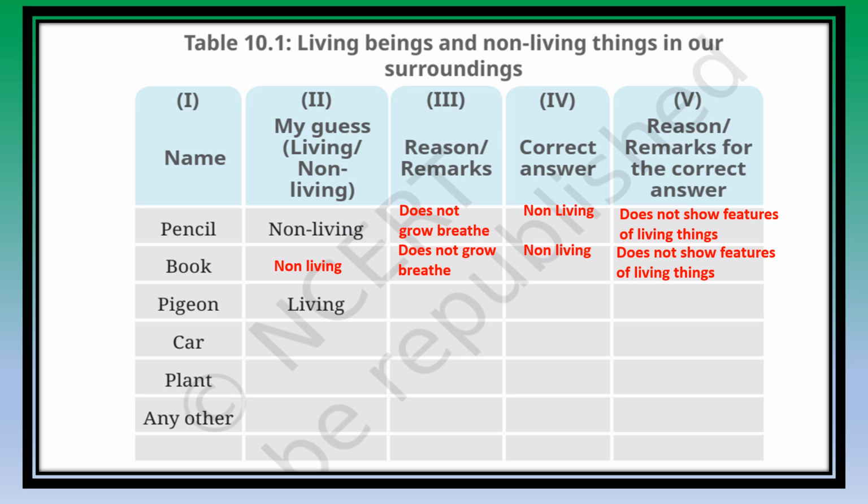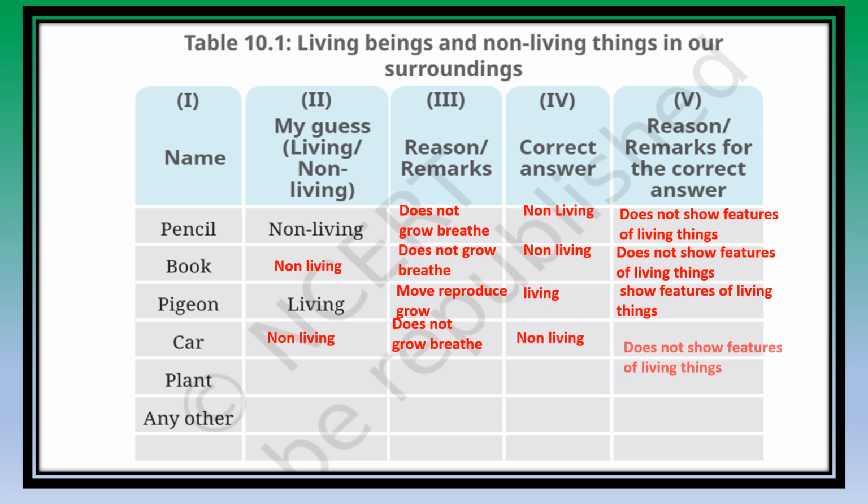Then next we have pigeon. Pigeon is a living thing. Pigeon can move, reproduce and even grow. So it is a living thing, and the reason is it shows the features of living thing. Then car. Car, you know, it is a non-living thing. Then it does not grow or breathe. I have given two reasons over here. The correct answer is non-living thing. And reason is again the same, does not show the features of living thing.